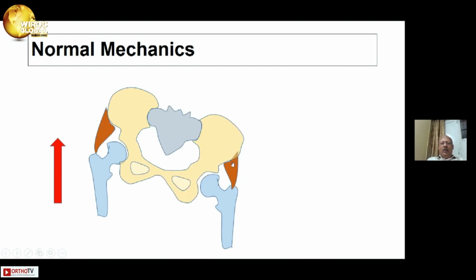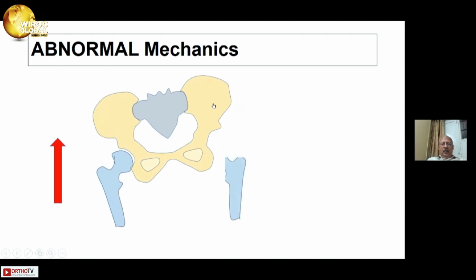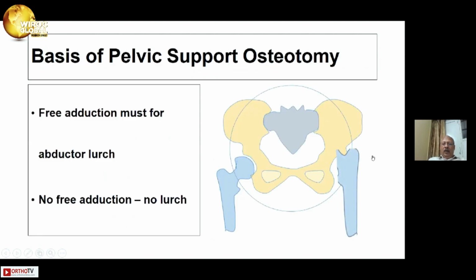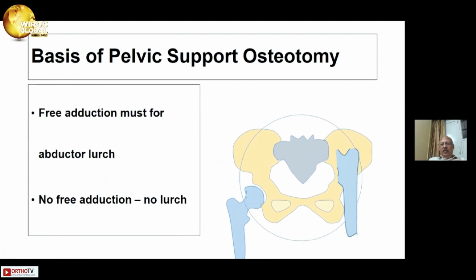However, if there is an abductor insufficiency or there is a break in the lever arm, what happens is that this limb tries to go into adduction. And if the person stands on the affected side, then what happens is a dipping down of the pelvis. And this is what leads to a Trendelenburg gait or a lurch. Now, what is important here is that free adduction is a must for an abductor lurch. And if there is no free adduction, there is no abductor lurch.